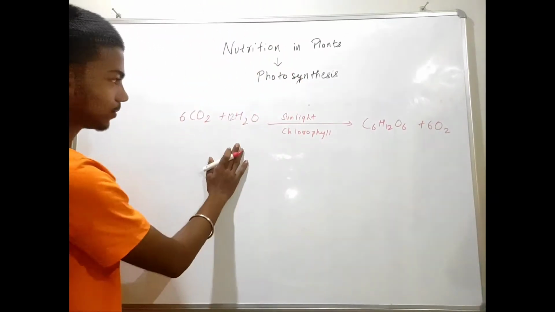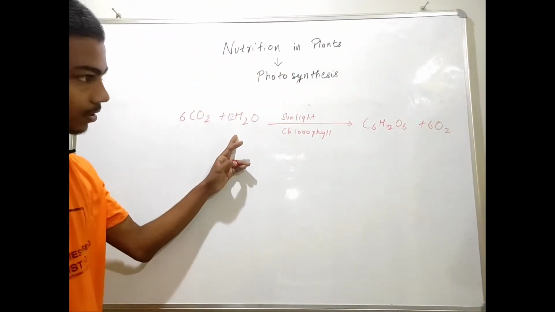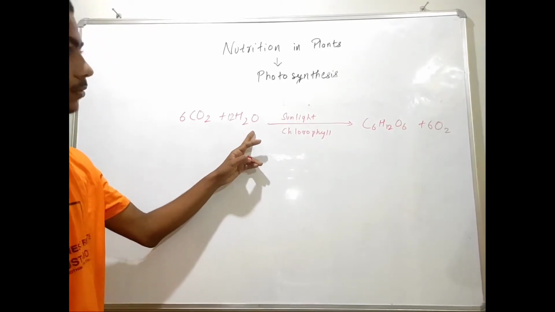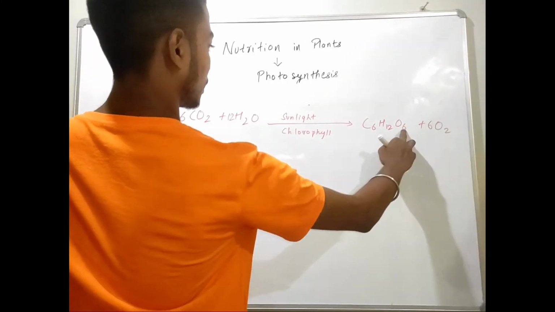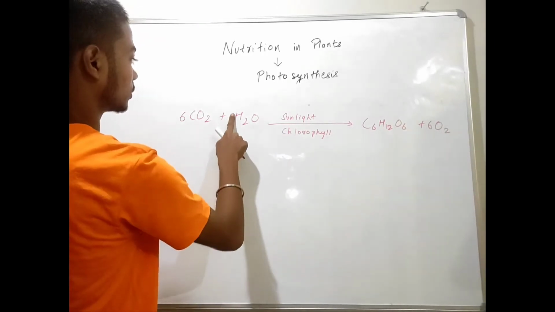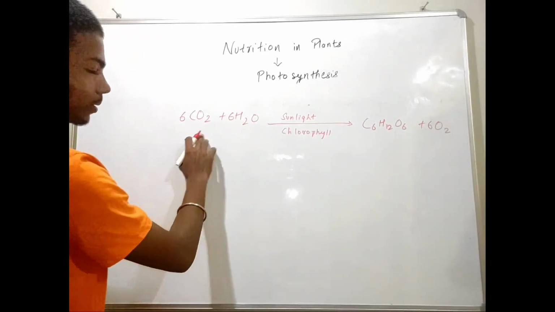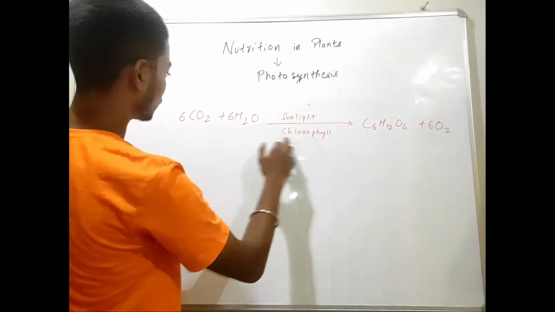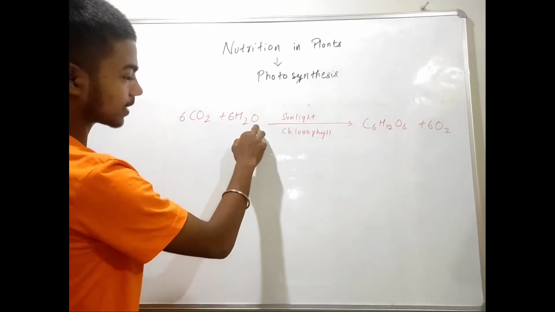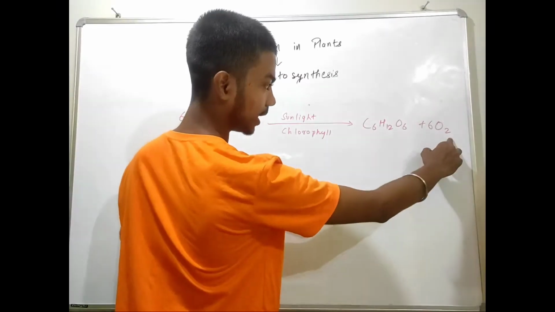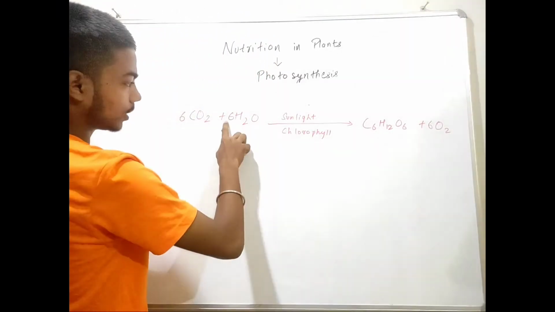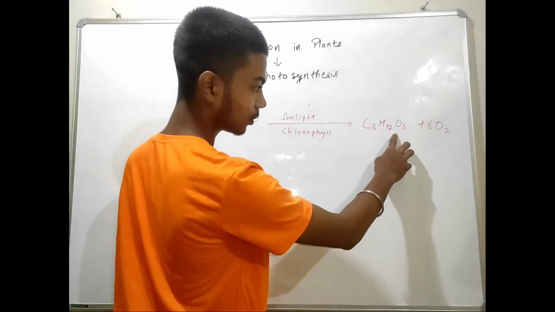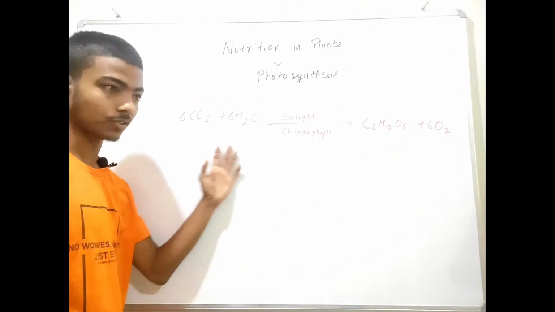So now this chemical equation is balanced. 12, 6, 18. Now it is balanced. So here there are 6 carbon, 6 to 12, and 6 and 18 oxygen, 12 and 18 oxygen, and 6 to 12 hydrogen atoms, also 12 hydrogen atoms. So now this equation is balanced.